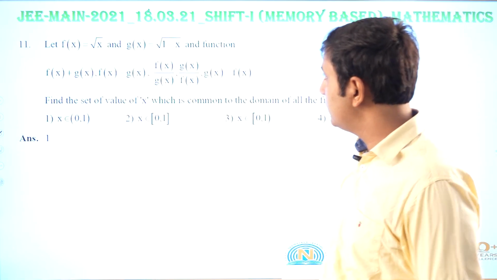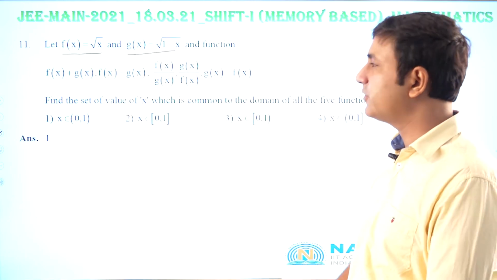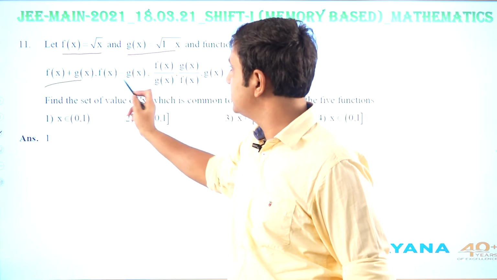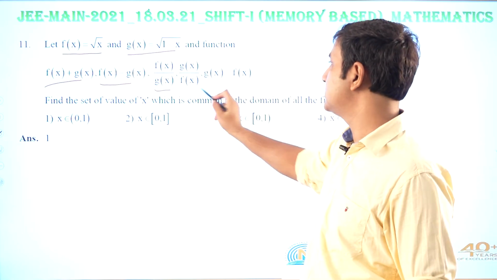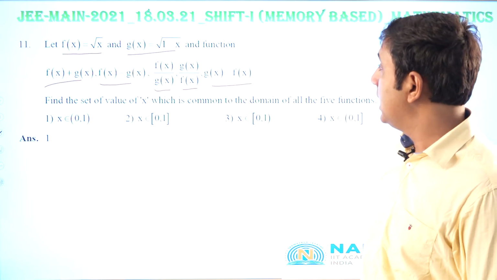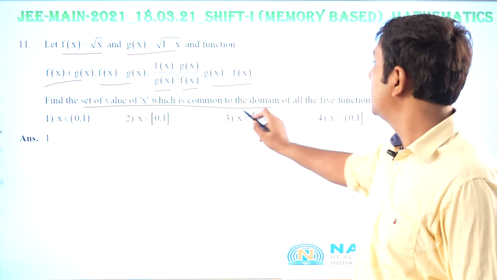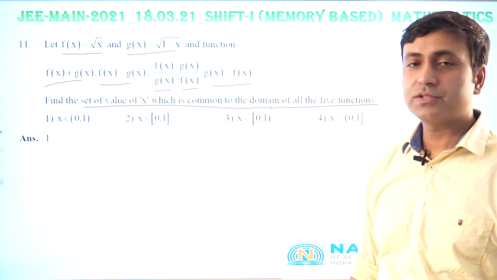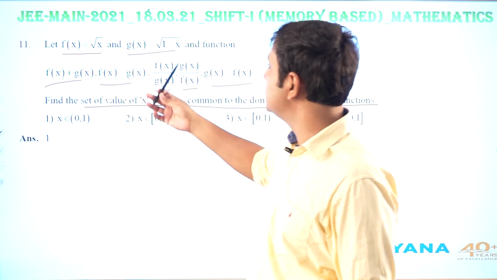In this question, we have been given definitions of f(x) and g(x). After defining f(x) and g(x), the question setter is defining f(x) plus g(x), f(x) minus g(x), f upon g, g upon f, and g(x) minus f(x) for some reason. And then we have been asked the set of values of x which is common to the domain of all the 5 functions.